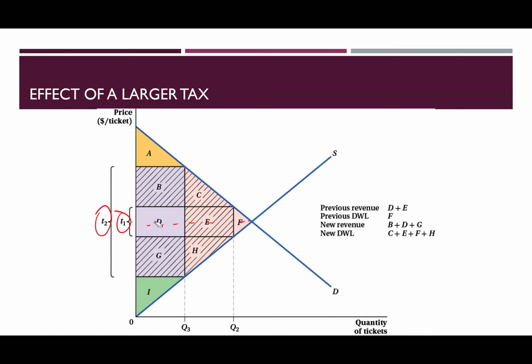With the small tax, tax revenue is D and E, with F being deadweight loss. Consumer surplus would be A, B, and C. Producer surplus would be G, H, and I. But then when that tax grows to tax 2, now consumer surplus is just that area A, producer surplus is just that area I, B, D, and G all go to the government as revenue, and then C, E, F, and H all are lost as deadweight loss.